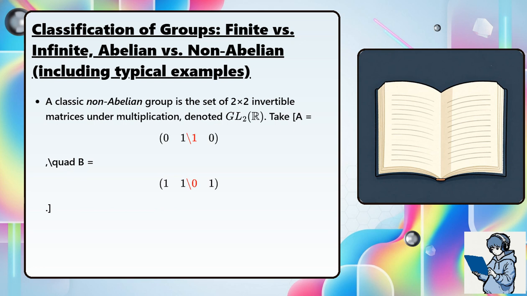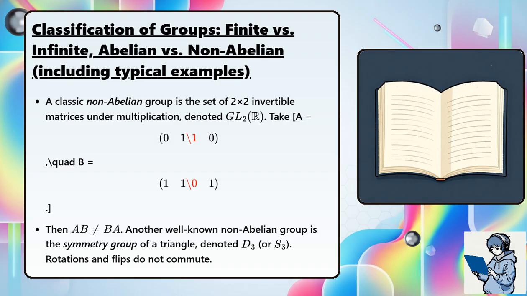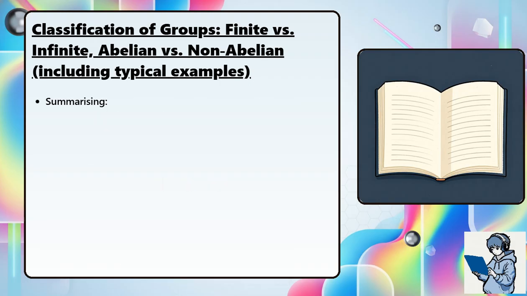A classic non-abelian group is the set of 2 by 2 invertible matrices under multiplication, denoted GL2(R). Take A equals the matrix with row 1: 0, 1, row 2: 1, 0, and B equals the matrix with row 1: 1, 1, row 2: 0, 1. Then AB is not equal to BA. Another well-known non-abelian group is the symmetry group of a triangle, denoted D3 or S3. Rotations and flips do not commute.